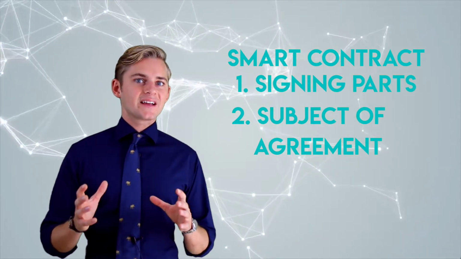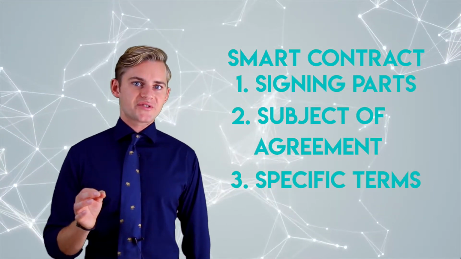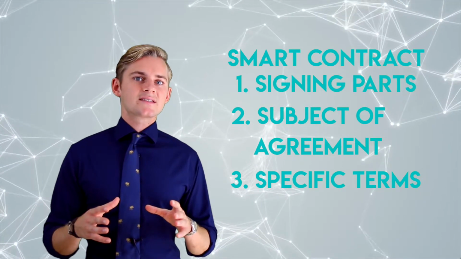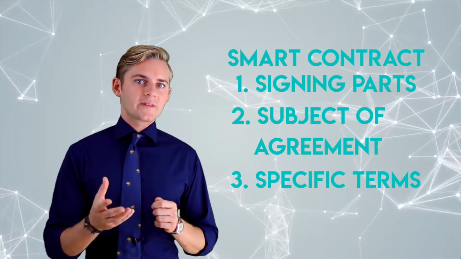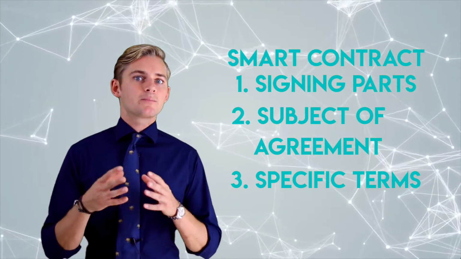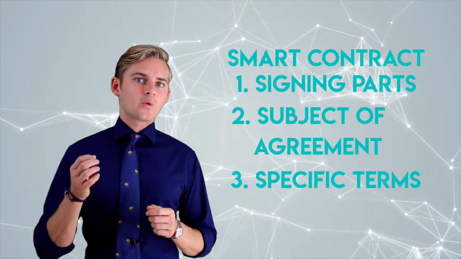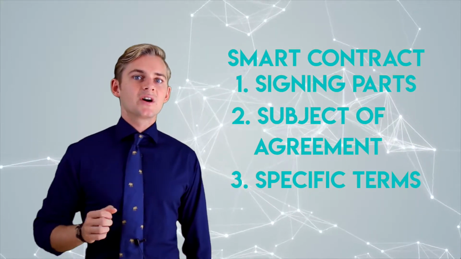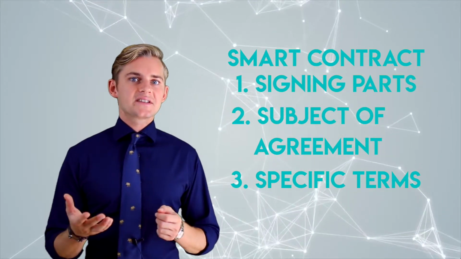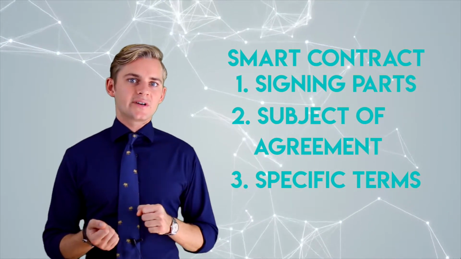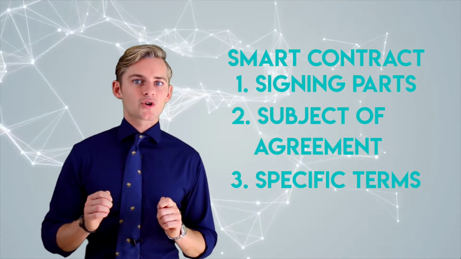Then the third thing that has to be in the smart contract is the specific terms. Not to make this too difficult, in each smart contract, the terms have to be programmed and developed. So whenever someone is signing off or sending money to the contract, they know exactly, okay, if I send this amount of money, I will get that in return. Those are the terms that are programmed and safely stored in the smart contract.